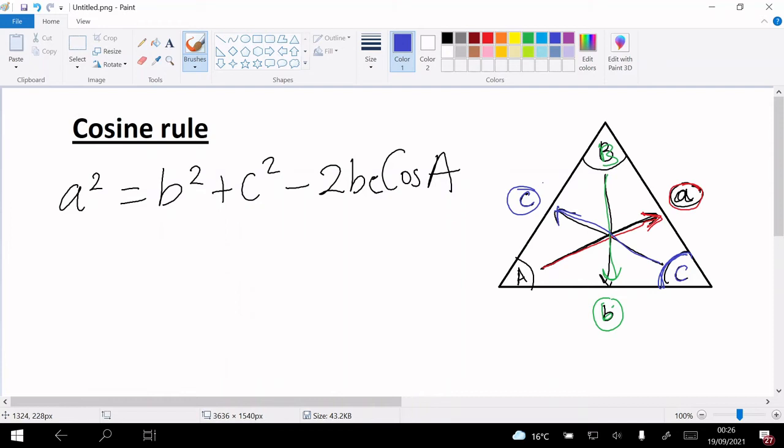This is the first step: label your diagram, label your triangle. This would make your life 100 times easier. Once you have labeled, all you have to do is sub the corresponding values into the equation, and rearrange it to find the answer.